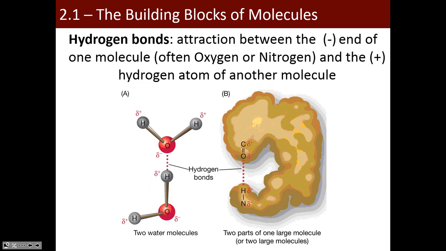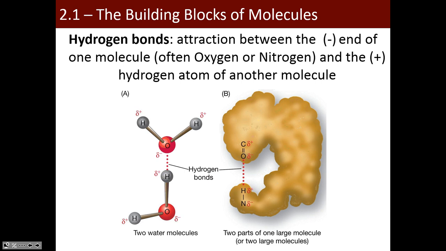It's important to know that hydrogen bonds don't only occur between water molecules. That's the classic example. We're going to look at that in lab next week. It's easy to think about, and we're going to talk about it as we talk about water. But hydrogen bonds occur anytime you have a partially positive hydrogen and a partially negative atom somewhere else in the molecule or in another molecule.